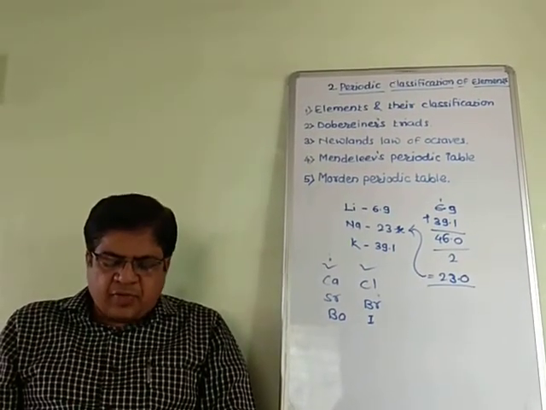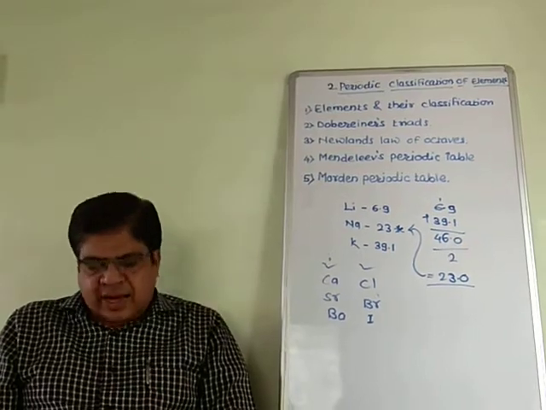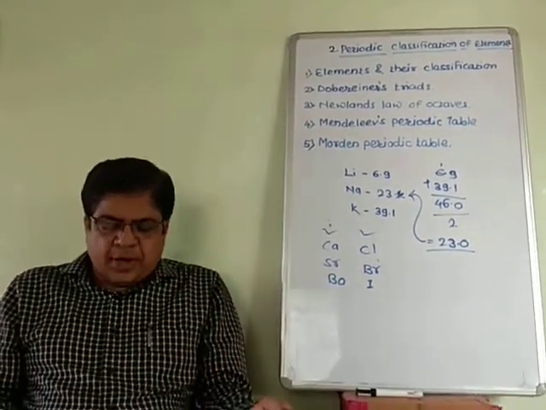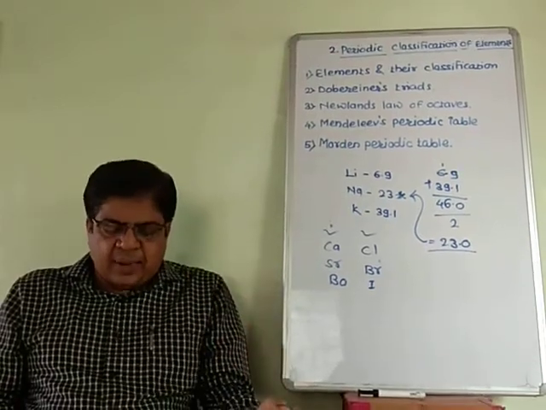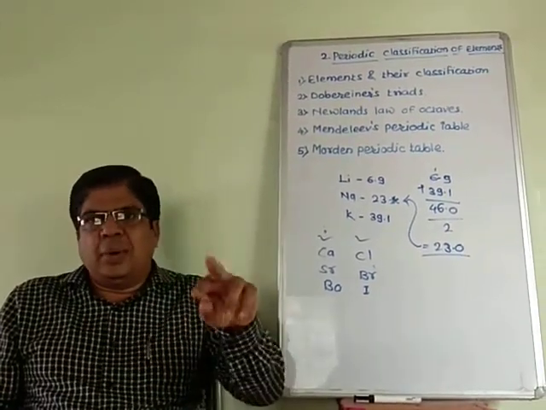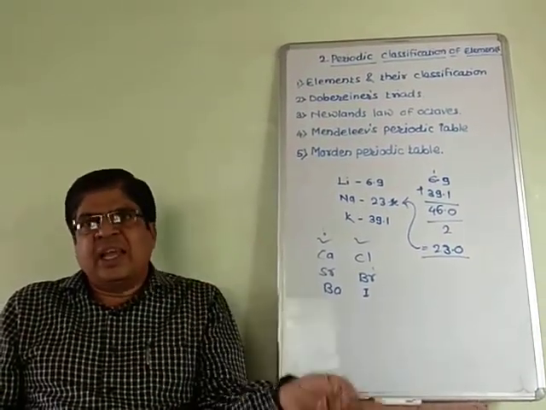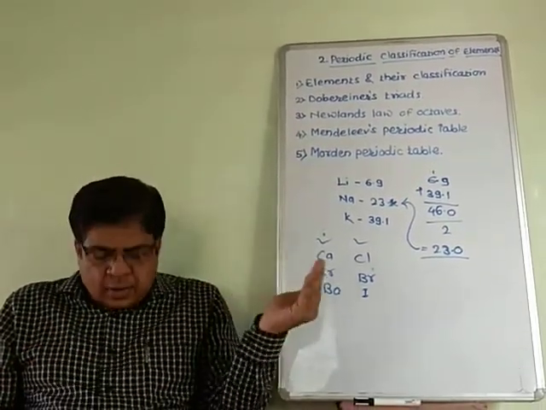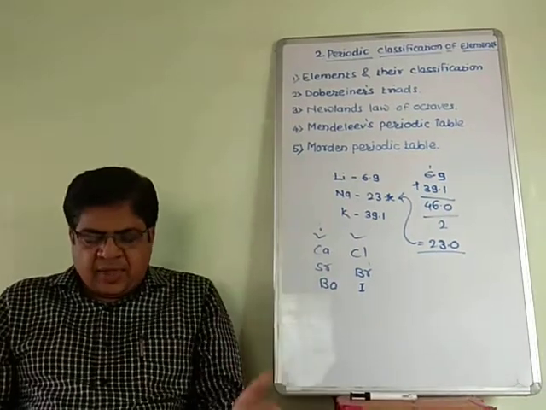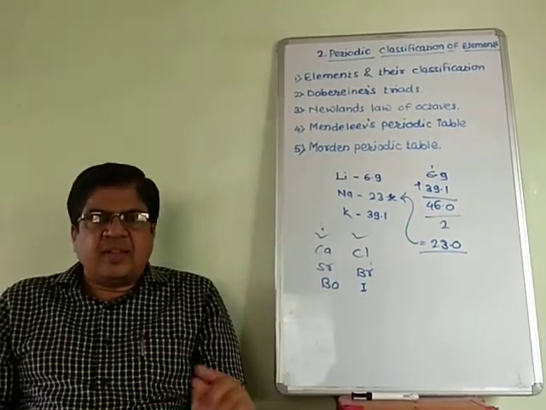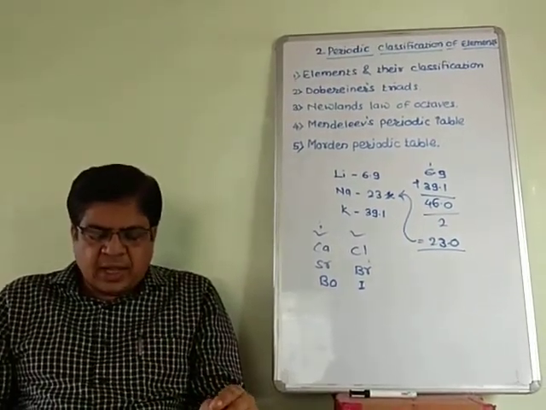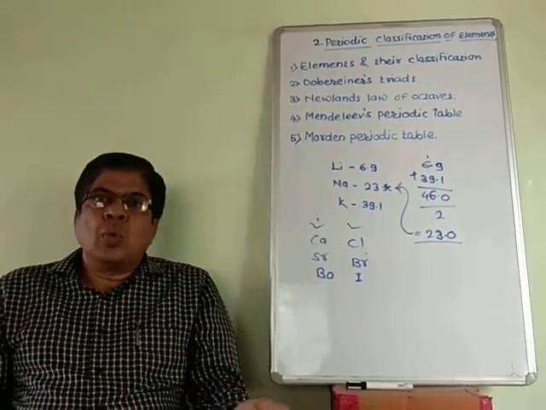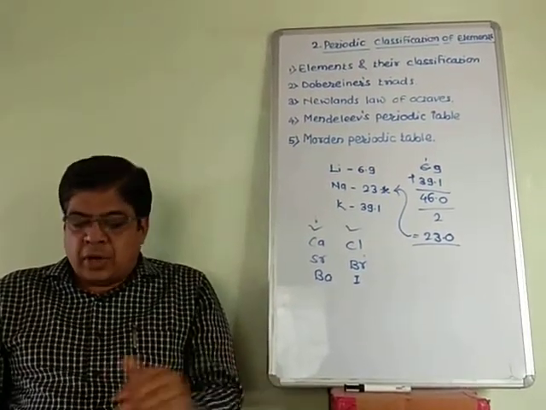Neighboring elements within the period differ slightly in their properties, while distant elements differ widely. Elements in the same group show similarity and gradation in their properties. Now, group and electronic configuration.